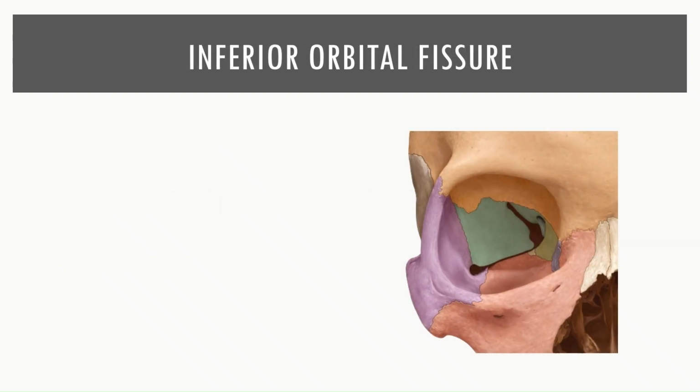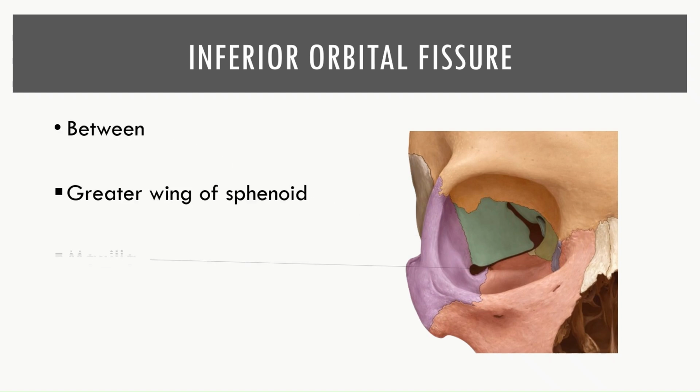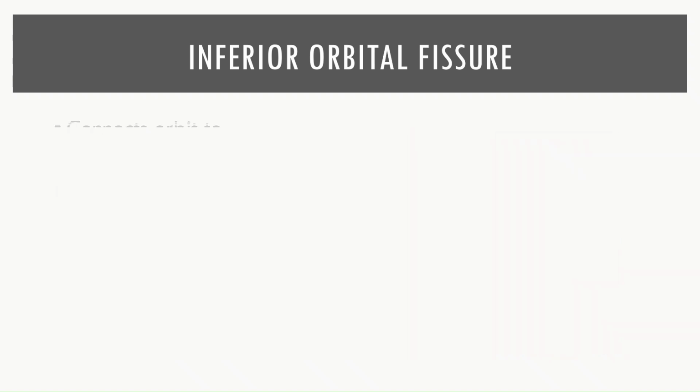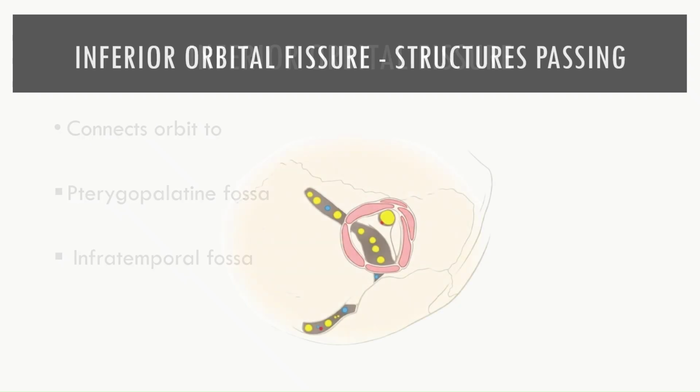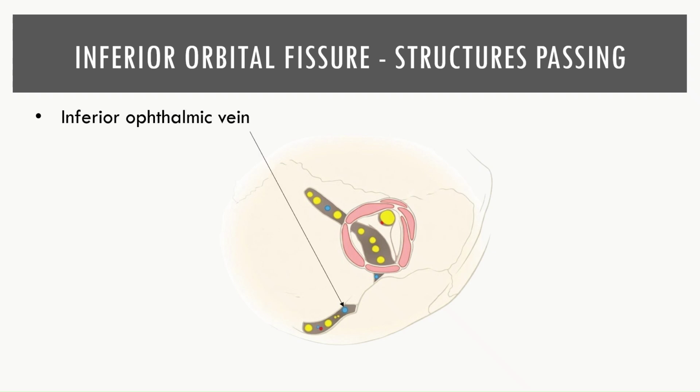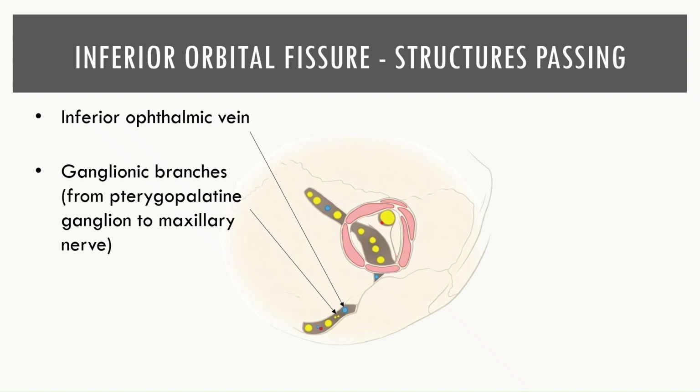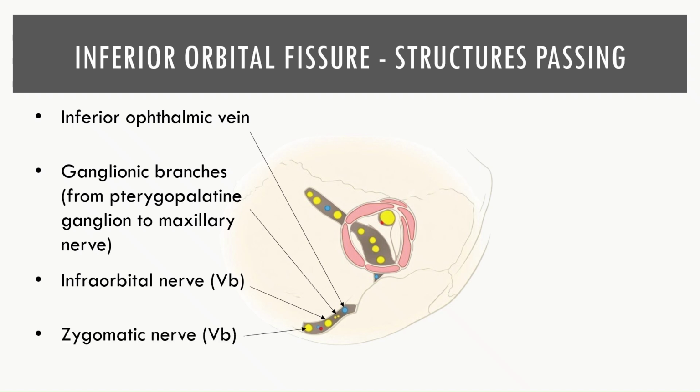Inferior orbital fissure. The inferior orbital fissure lies between the greater wing of sphenoid and the maxilla. It connects the orbit to the pterygopalatine fossa and infratemporal fossa. Structures passing through the inferior orbital fissure: inferior ophthalmic vein, ganglionic branches from pterygopalatine ganglion to maxillary nerve, infraorbital nerve, zygomatic nerve, and infraorbital artery and vein.